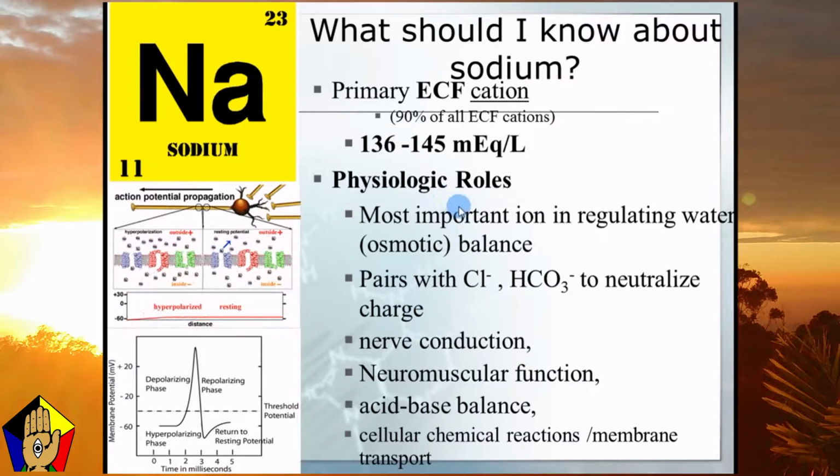So the physiological roles of sodium: it helps maintain osmotic balance. Remember, sodium, glucose, and proteins are some of the things that really pull water. So where you see a lot of sodium, it's going to pull a lot of water too. Nerve conduction and muscular function: remember, the membrane on the outside of the muscle is the same way. It's stimulated by sodium. It has an action potential. And it'll help regulate acid and base balance. So I'm going to walk right through these.